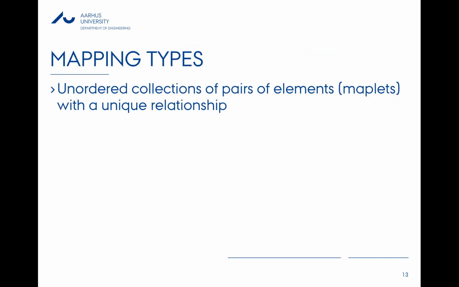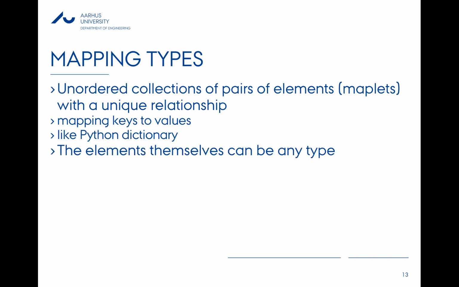If we move to mappings, the last of these collection types, it's an unordered collection of pairs, maplets, but they have a unique relationship. So it's like a finite function mapping keys to values. It's like a Python dictionary, in case you know Python. The elements themselves can be of any type.